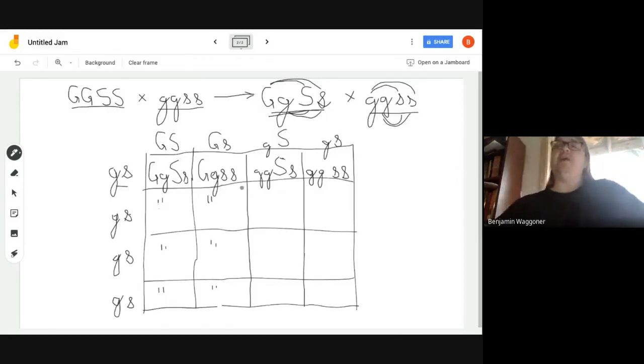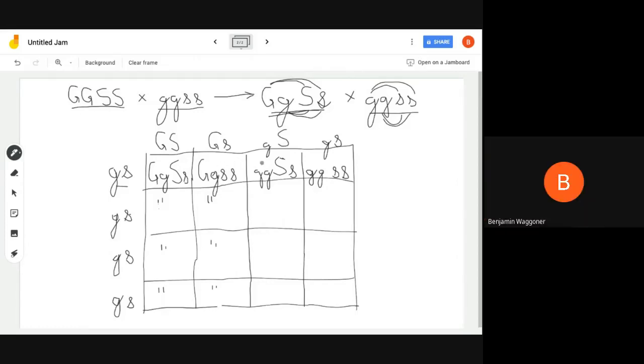And the prediction is that we should get equal amounts of all four. So our prediction is 1/4 of the offspring from this breeding experiment will have green leaves and starchy kernels. 1/4 will have green leaves and sweet kernels. 1/4 will have iojap leaves and starchy kernels. And 1/4 will have iojap leaves and sweet kernels. 1/4 will have the genotype big G, little g, big S, little s. 1/4 will be big G, little g, little s, little s. 1/4 will be little g, big S, little s. And 1/4 will be little g, little s, little s.